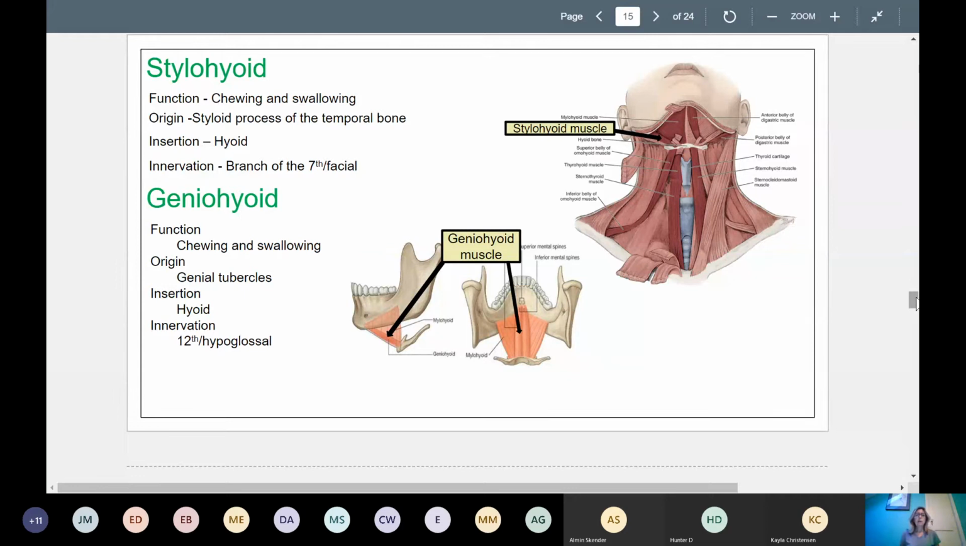And then you've got your geniohyoid, which also functions for chewing and swallowing. Its origin is the genial tubercles. So we remember on the mandible, the genial tubercles are right down here below your lower incisors. On a radiograph, they're radiopaque or white colored. And then their insertion, of course, is going to be the hyoid bone as well.